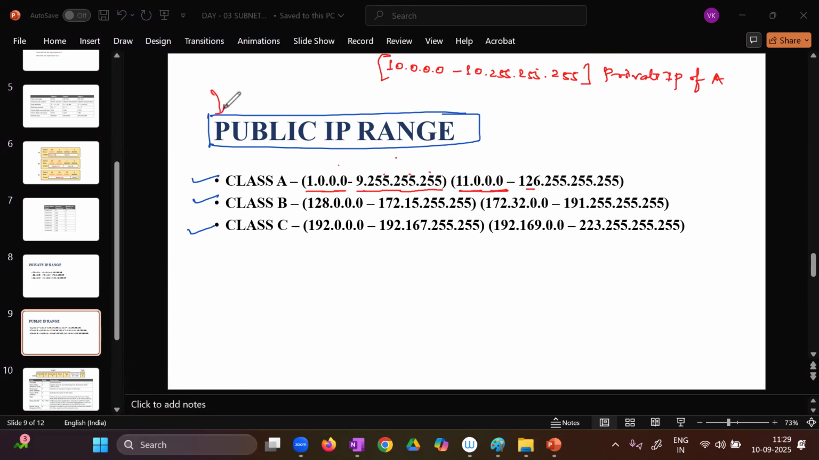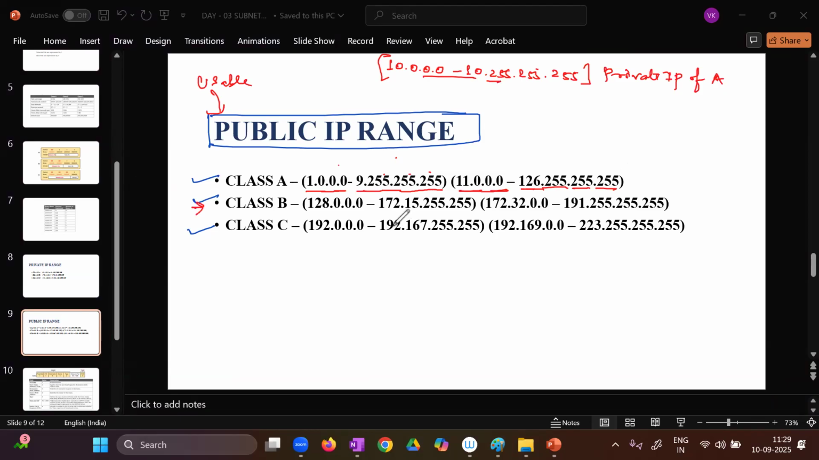So what you can write here is the usable public IP range, ending at 126.255.255.255. This is for class A. This is the range. In the next slide, the class A range is written.